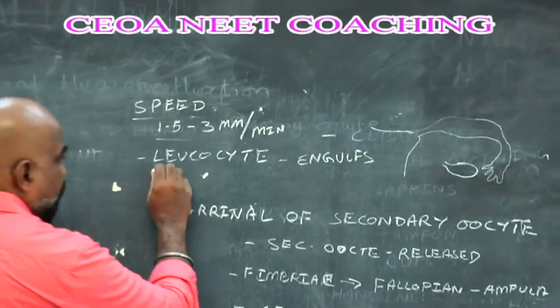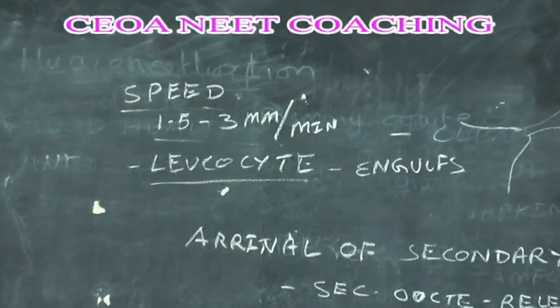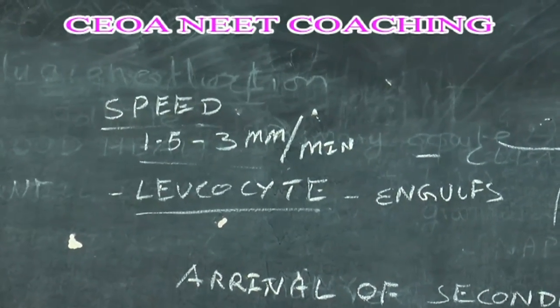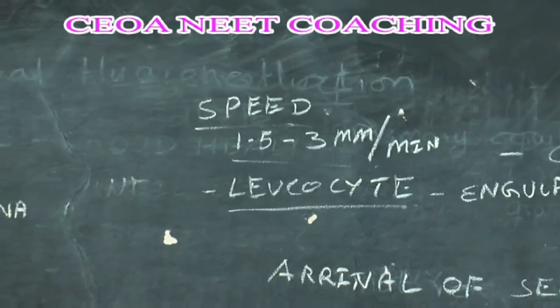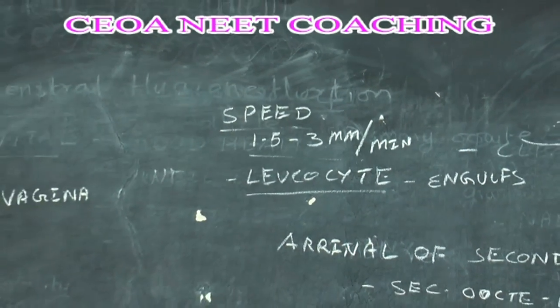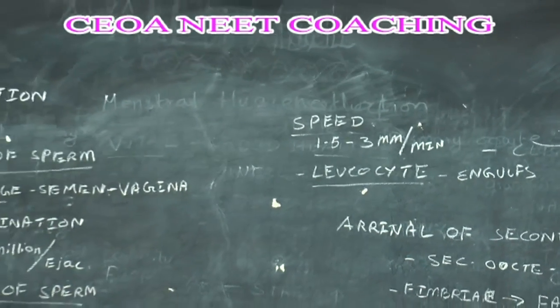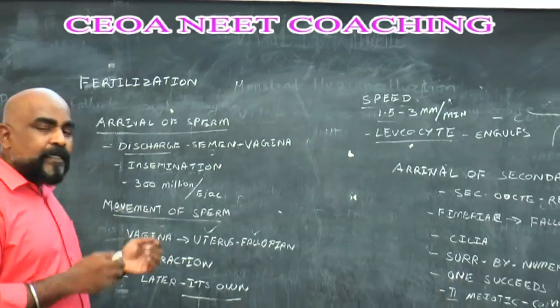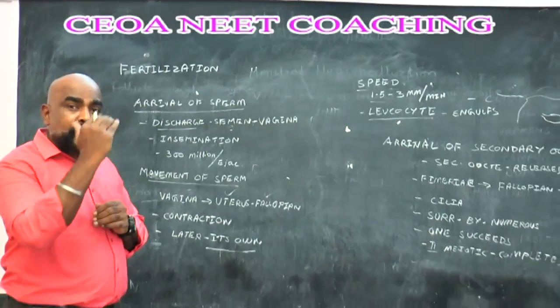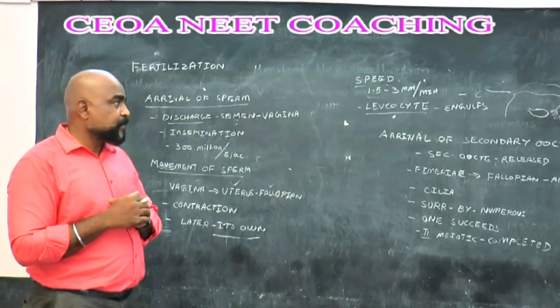In the female genital tract, there are leukocytes which engulf the spermatozoa enormously. So out of these millions, only a few thousand will be able to reach the fallopian tube. Right.